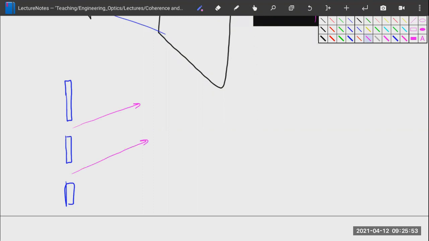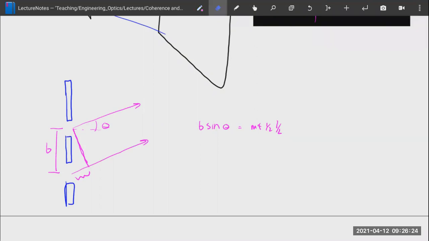And again, the path difference for these is equal to the difference in these two rays. If the distance between our two slits is b, then our formula for this is going to be b sine theta, where again, theta is the angle from the center, is equal to m plus 1/2 lambda. Oops. Talking. Don't really pay attention to what I was doing. M plus 1/2 lambda.